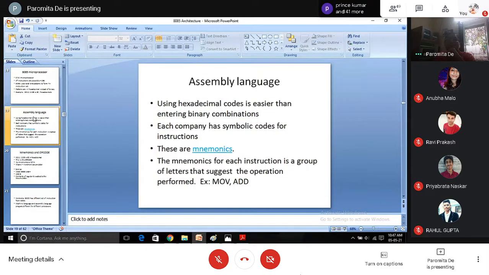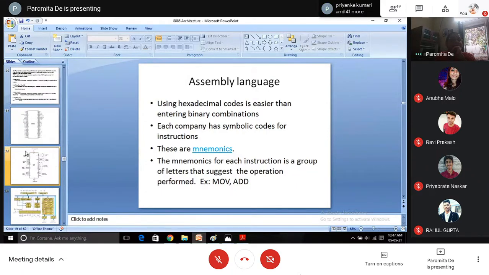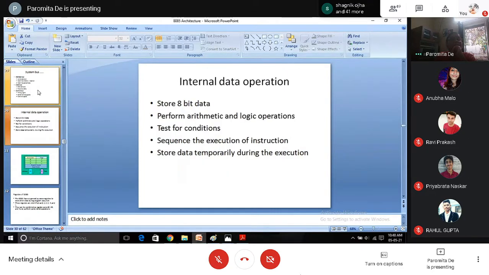Then next. This microprocessor will be able to store an 8-bit.